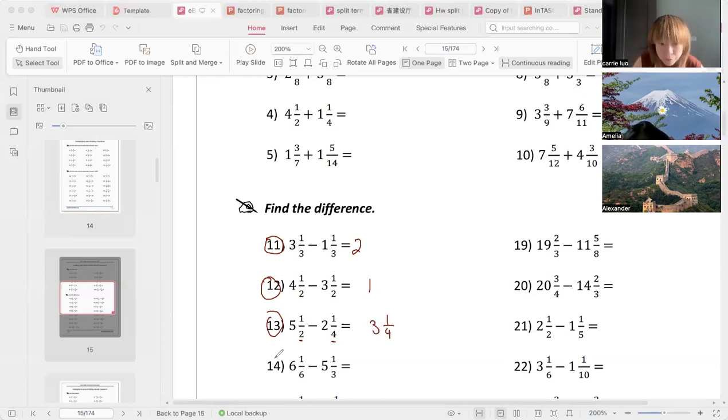Get it? Okay, we're going to do number 14 together. Amelia and Alex, 1/6 minus 1/3 cannot be done directly, right? It equals negative 1/6. So 6 minus 5 equals 1. So the answer is 1 minus 1/6, which equals 5/6. Get it? Okay, let's take a look at number 19 and number 20.